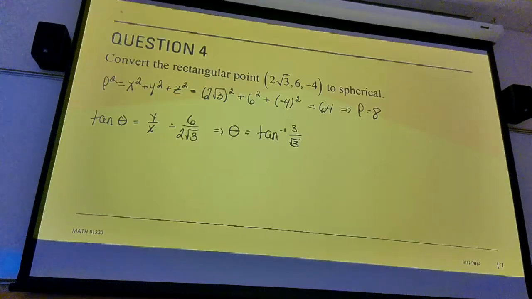Doesn't 3 over root 3 simplify to just root 3? I could simplify it that way. So I don't need to add anything to it. That was the point of the question. Right, that already gives me the correct angle. Now, what is that angle?